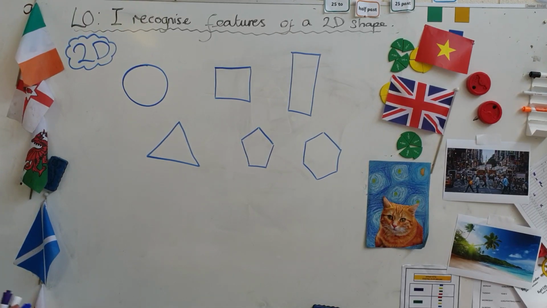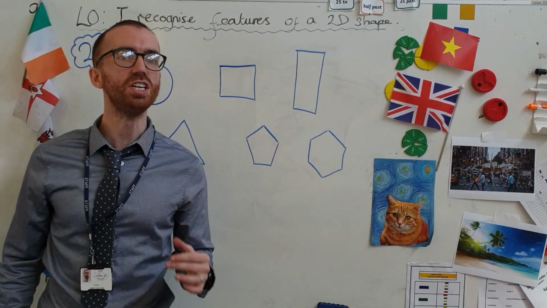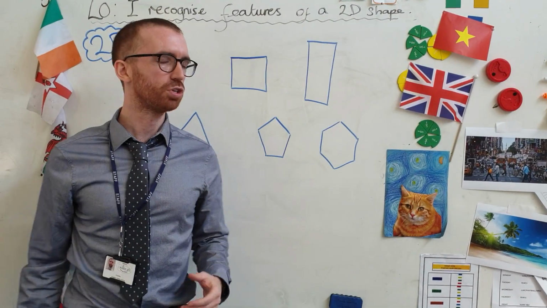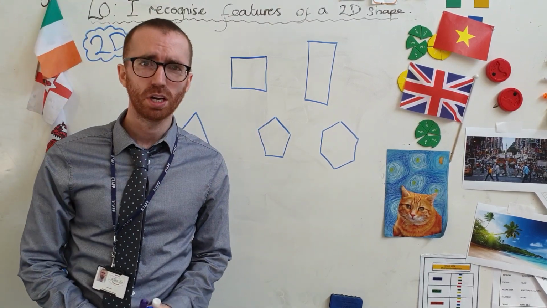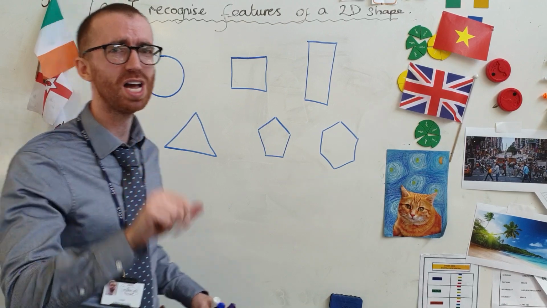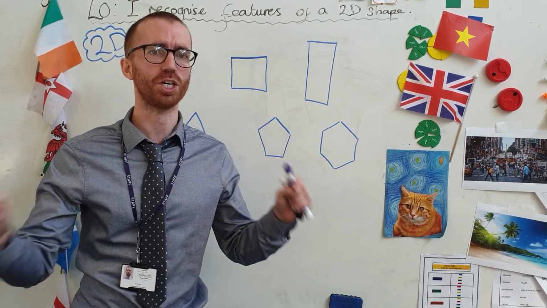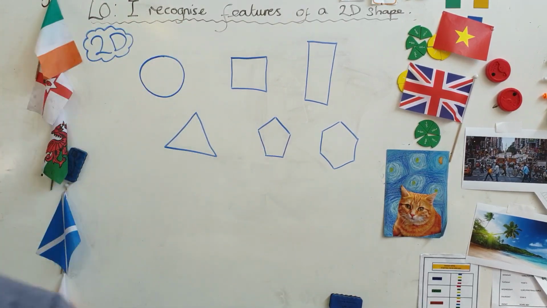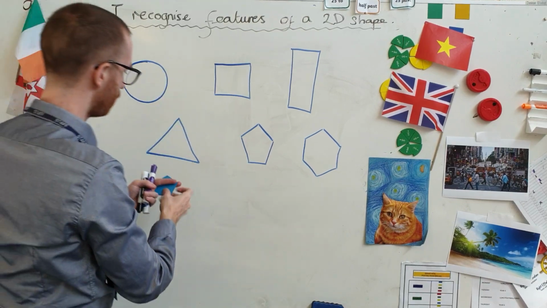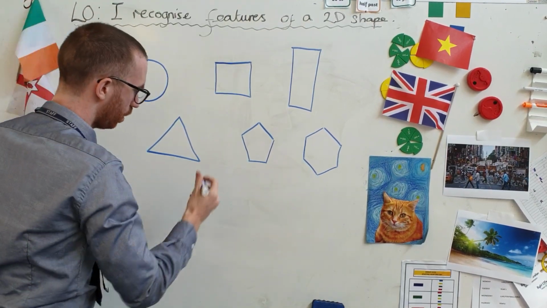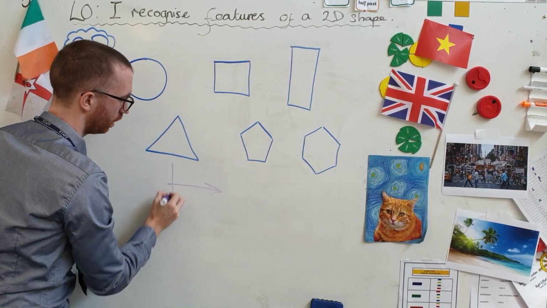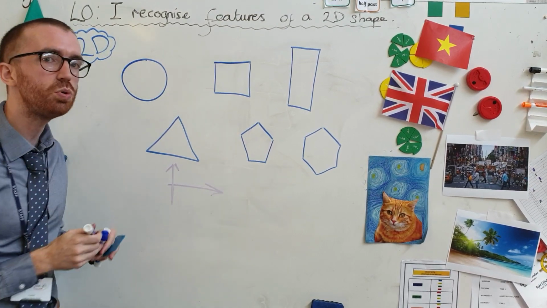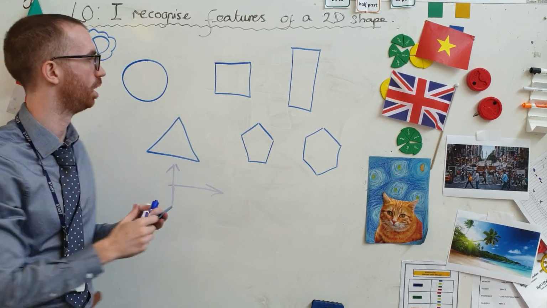Okay, in this lesson we are looking at features of 2D shapes. Okay, so 2D shapes. What on earth is a 2D shape? 2D stands for two dimensions, two-dimensional. What this means is that the shape, whatever shape it is, only goes out in a horizontal and vertical kind of way. There are only two dimensions to it.